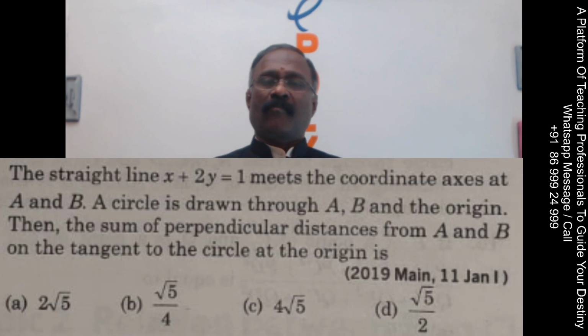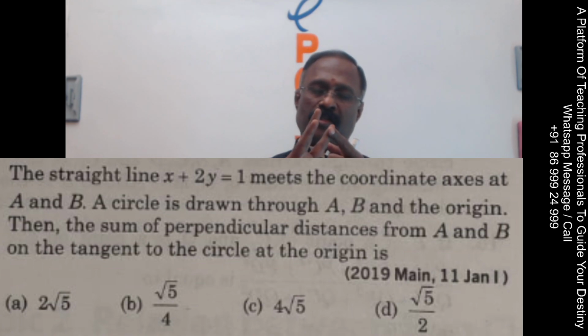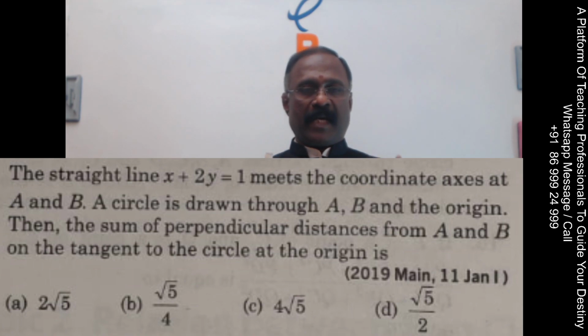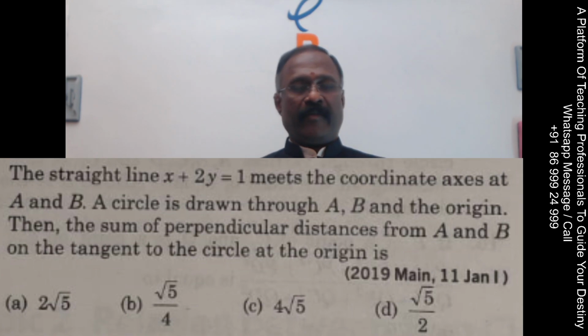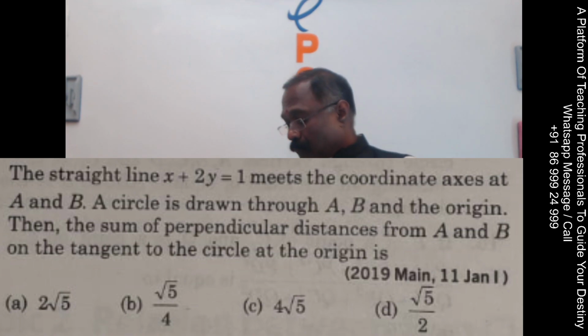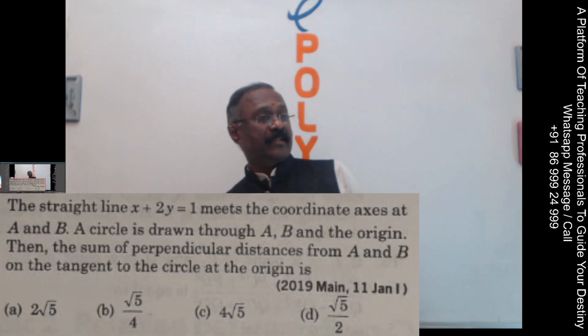Whenever there is a point to be revised here: a circle passing through (0, 0), (a, 0), (0, b). I repeat, (0, 0), (a, 0), (0, b). Then the equation of the circle is x squared plus y squared minus ax minus by equal to 0. This everyone must know. So here also the same case. The straight line x plus 2y is equal to 1 meets the coordinate axes at A and B. What is the line equation? x plus 2y is equal to 1. Let us see that.